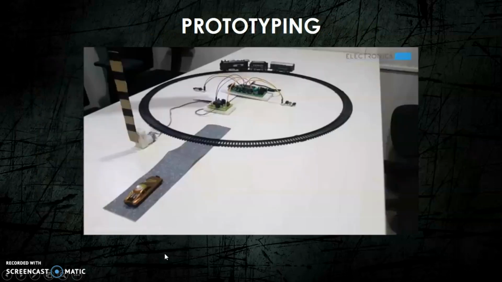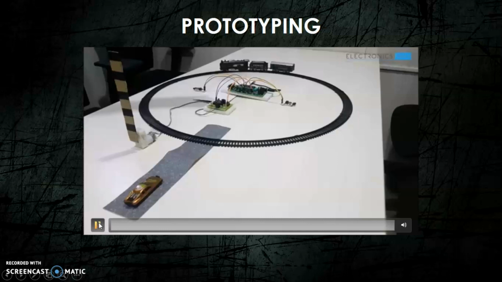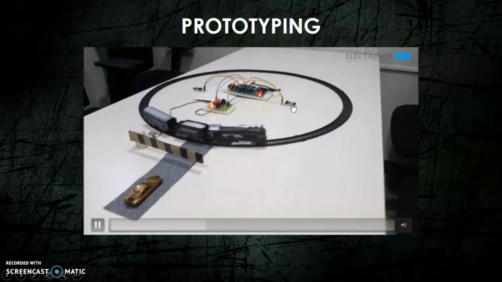So this is the complete connection of this project. You can see the gate closed when the train head reached the first IR sensor and opened when it reached the second IR sensor.